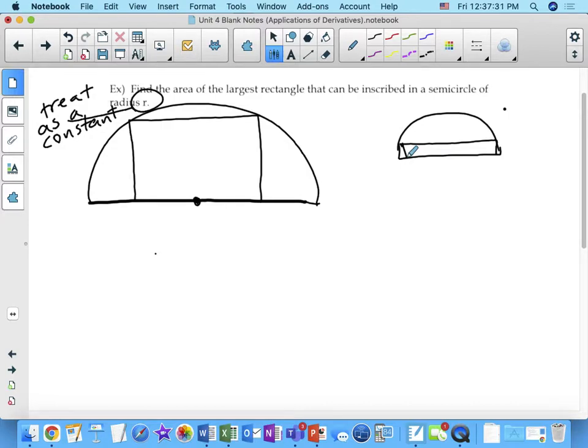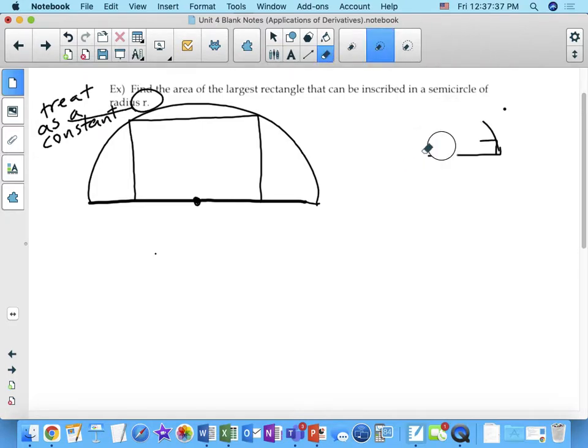But we want to do it in such a way that we maximize the area. So this is not maximizing the area. I'm going to erase that one so we can get a visual sense of what this is going to look like.